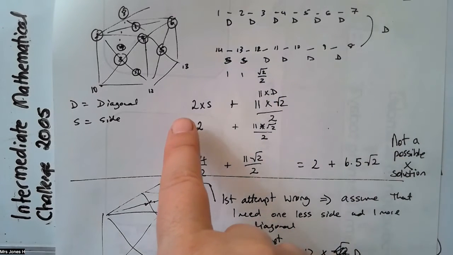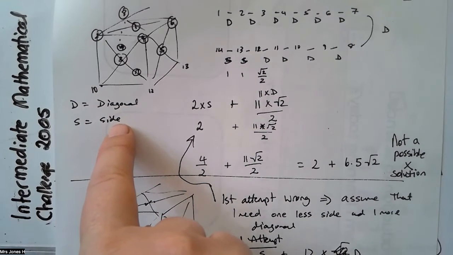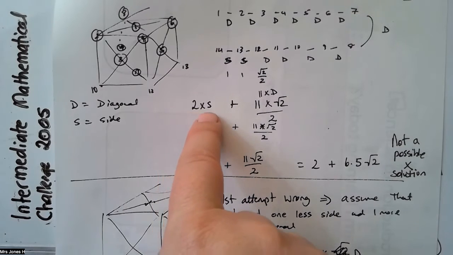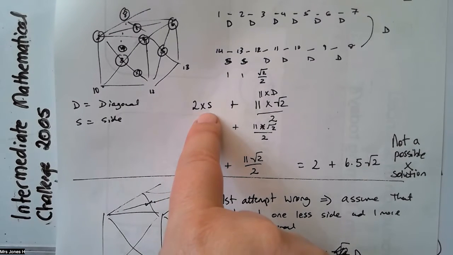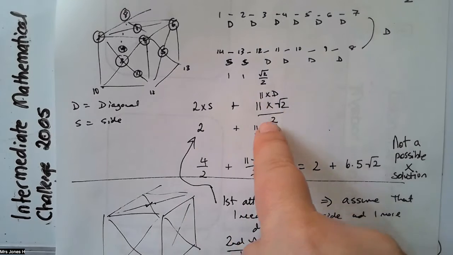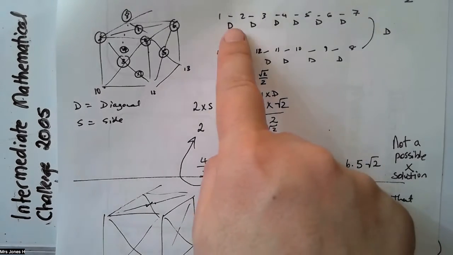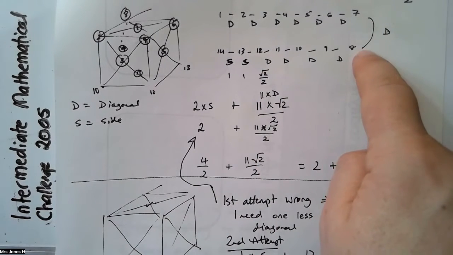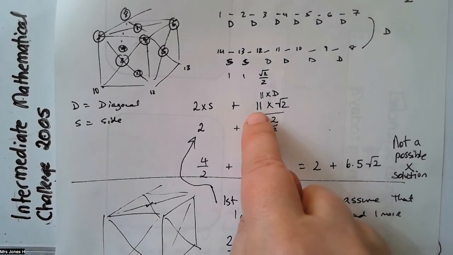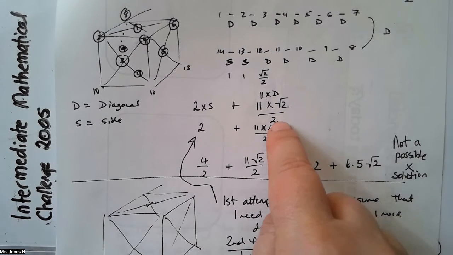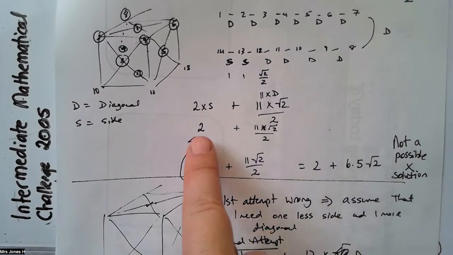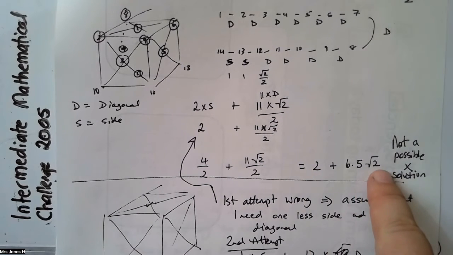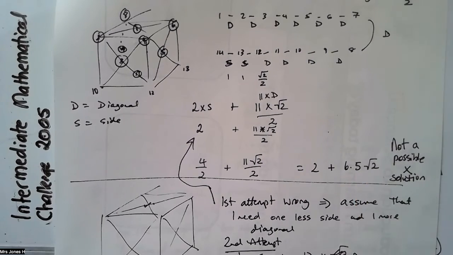I then worked out how many sides and how many diagonals I had, and I multiplied the fact that the sides were 1 each, so 2 multiplied by the sides, and then here I had 11 diagonals, 1, 2, 3, 4, 5, 6, 7, 8, 9, 10, 11, because there's 1 between 7 and 8, and so I had 11 root 2 over 2's. I then worked that out so that my answer was 2 plus 5.5 root 2, which isn't a possible solution.